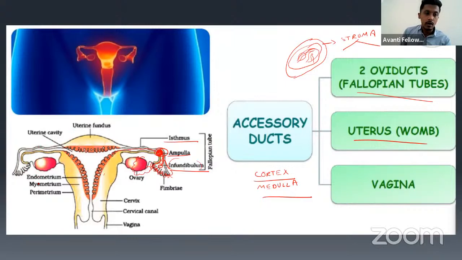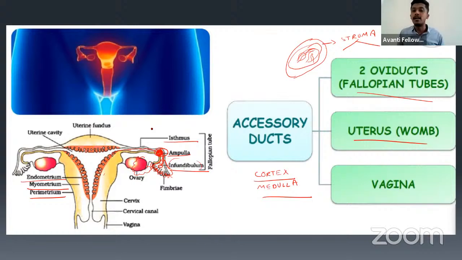The middle layer is called the myometrium, and the innermost layer is called the endometrium. The perimetrium is serous, and it allows different uterine ligaments to attach to the pelvic floor and give stability and strength to the uterus during the development of the baby.